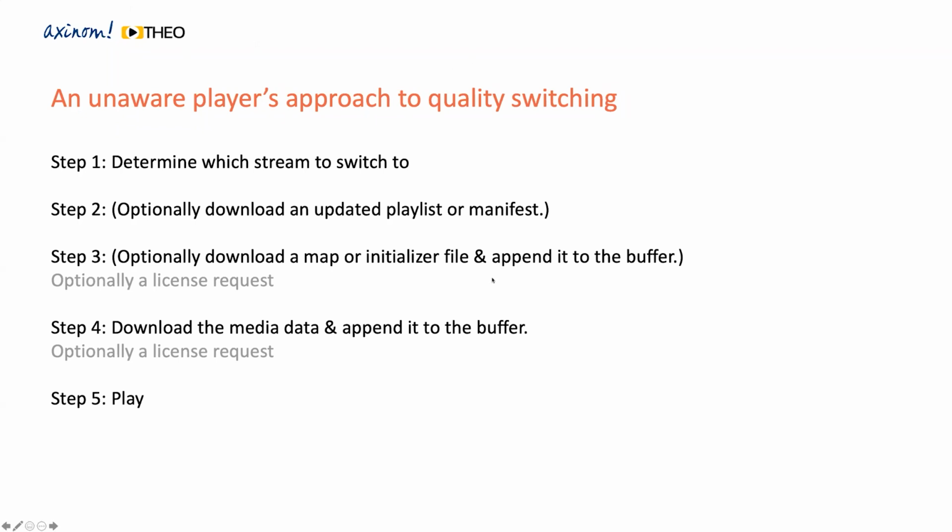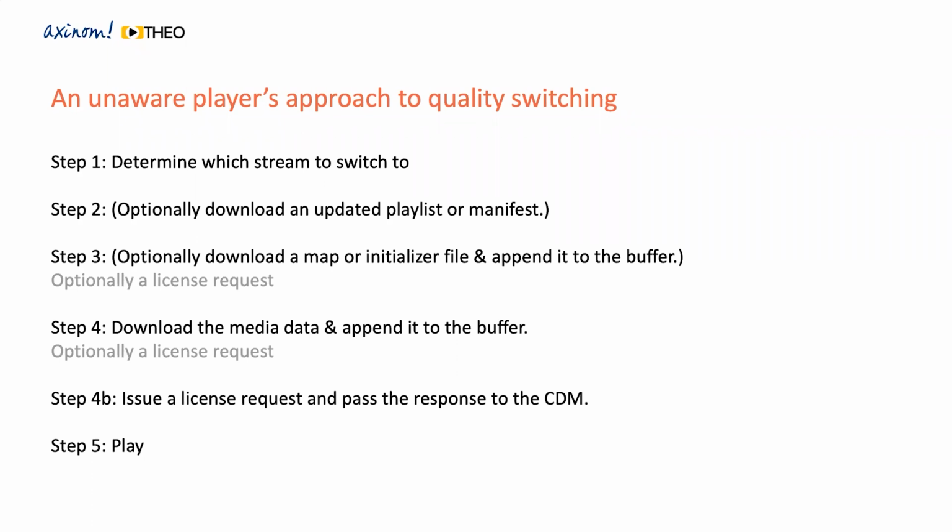So there's an extra step needed. We need to use that license request, issue it, and send it to a DRM server. It will get you a response, and we need to get that response and pass it through into the CDM. But there's a problem here, or at least there are multiple problems here. The first problem is, what if you cannot get that license?